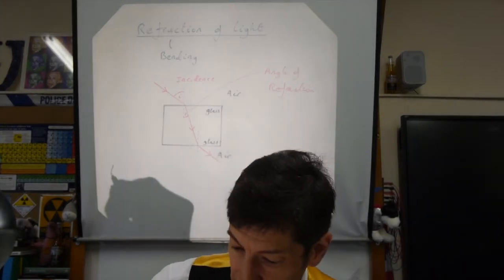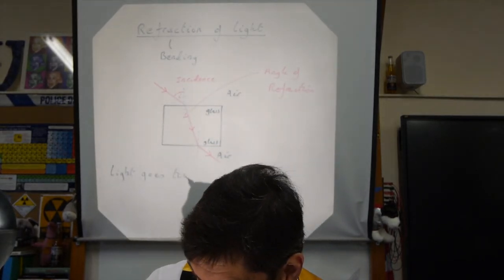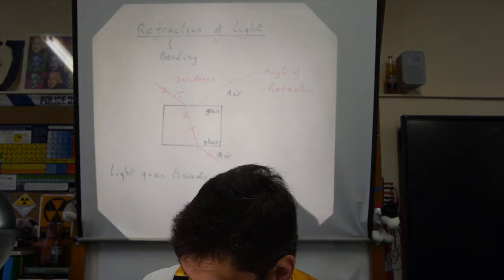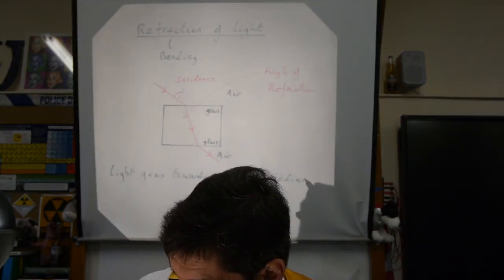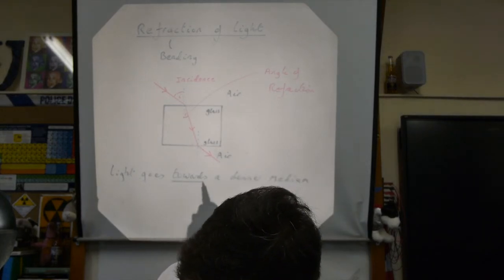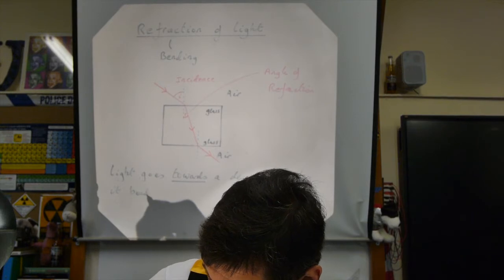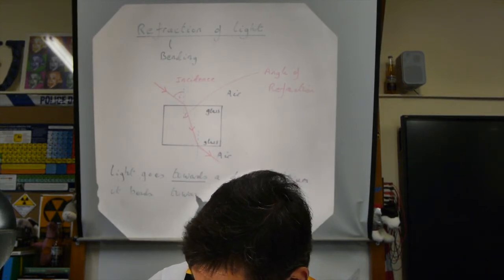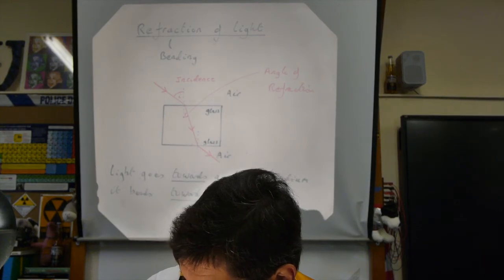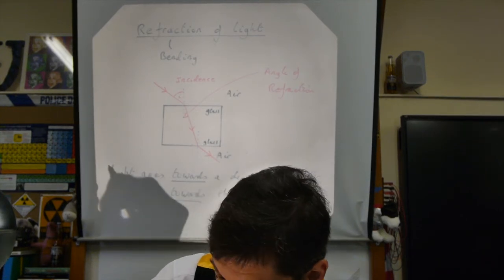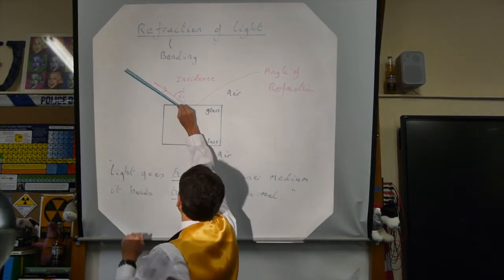And there's a very simple rule. So that when light goes towards a denser material, you see I've written the word medium there, so it goes towards a denser medium, it bends towards the normal. So let's pull that phrase apart. So here it is. And look at that angle.